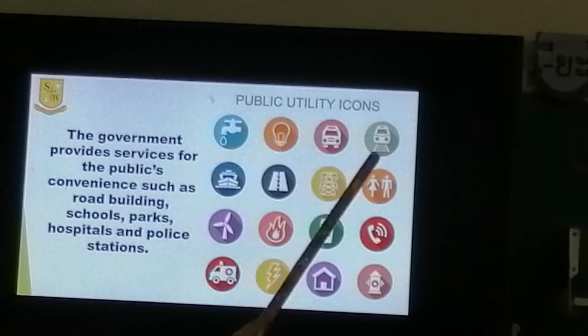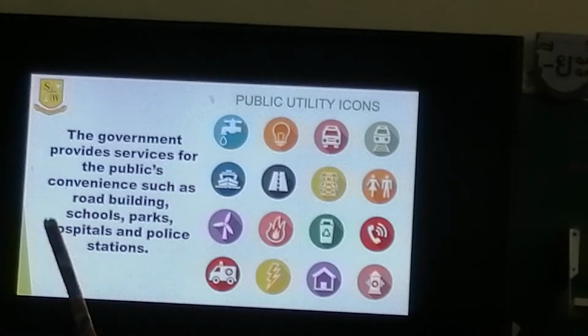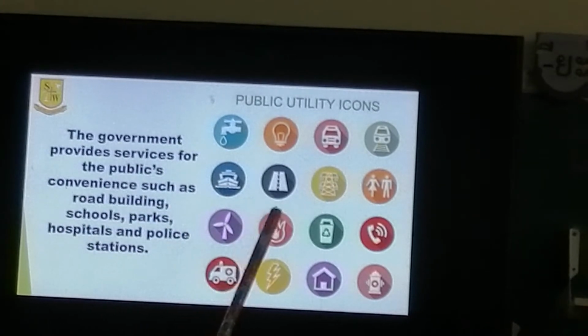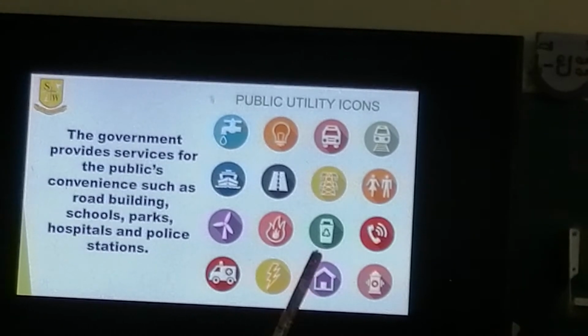Okay? So we also have trains. We also have boats or ships. Okay? We also have roads. Like I told you, road constructions. We have houses. We have windmills. We have ambulance. You know ambulance? It's a car. Okay, ambulance. We have garbage collection. Okay, those are the things that government gives to the people, or services.